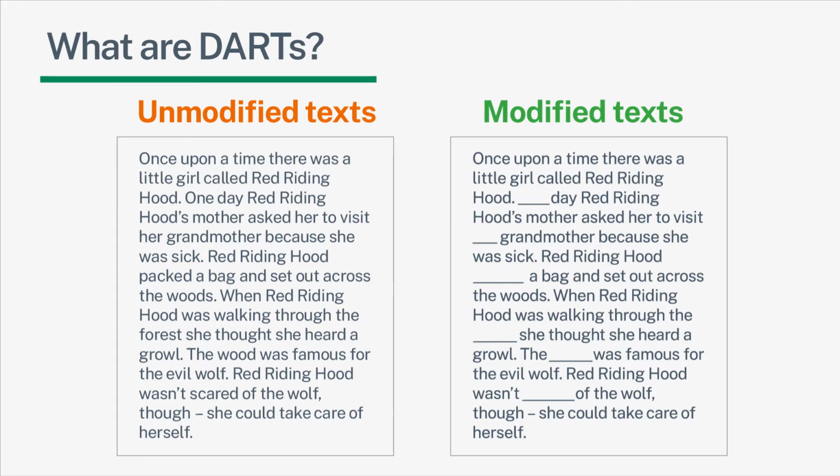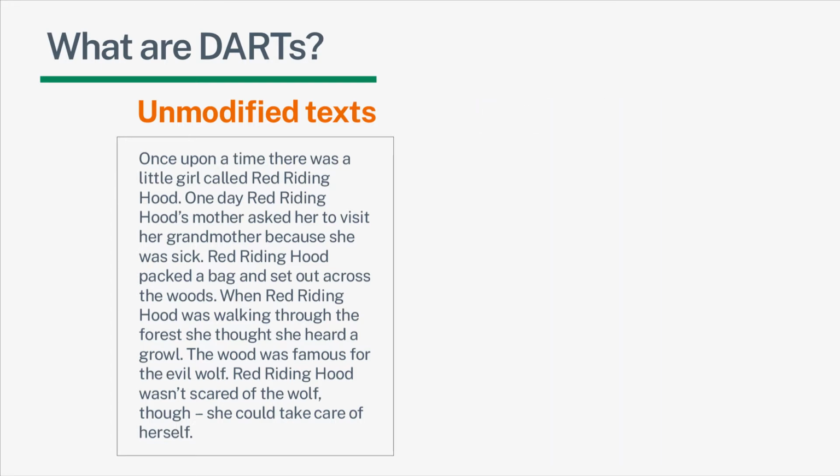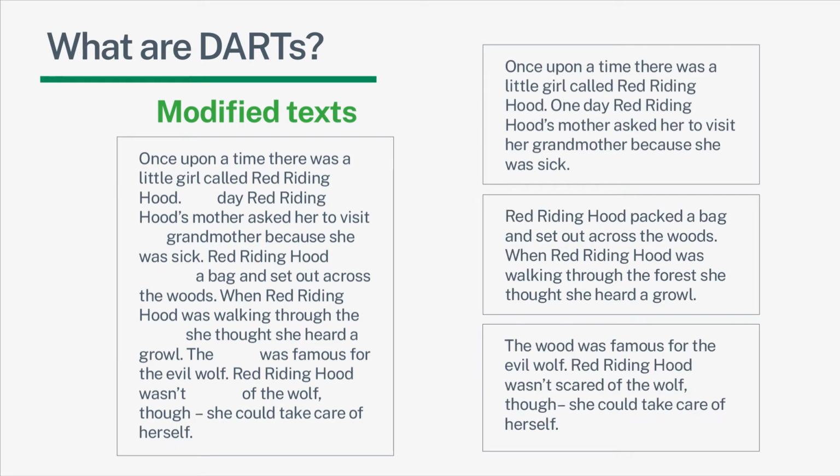DARTS using unmodified texts. These are DARTS where the teacher provides a copy of the original text so the learner can annotate or manipulate it. DARTS using modified texts. With this type of DART, the teacher modifies the original text, for example, by taking out words, phrases or sentences, or by cutting the text into segments.